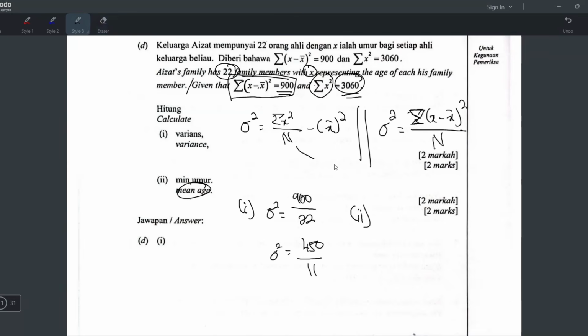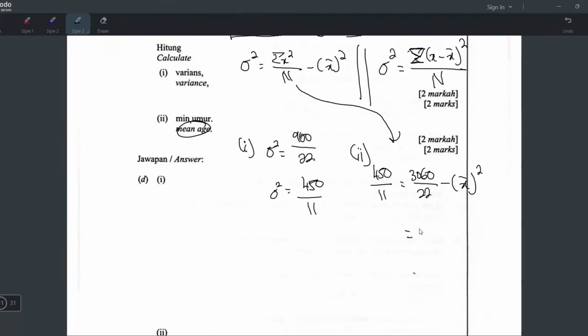So now I will use this formula. The variance I already have, 450 over 11, and the sum of x square I also have, and the n also, 22, minus mean square. Now you just rearrange to find the mean. If I want to find the mean, I'll make it positive first. Now it's negative, so I will move it over here, so it becomes a positive mean square. Now here you are left with 3060 over 22 minus 450 over 11, because 450 over 11 has moved here.